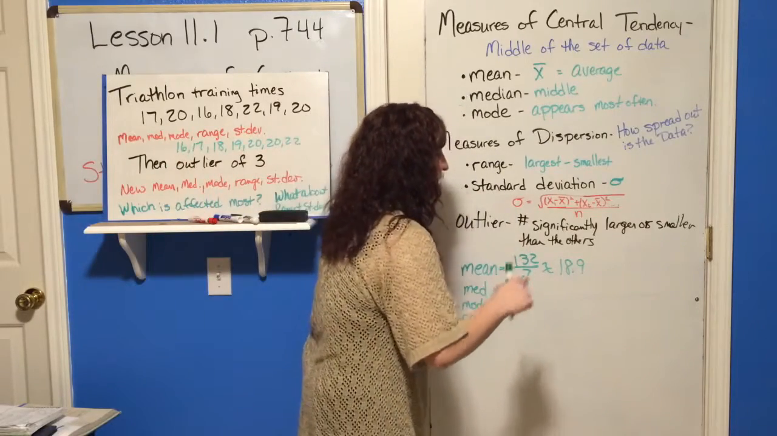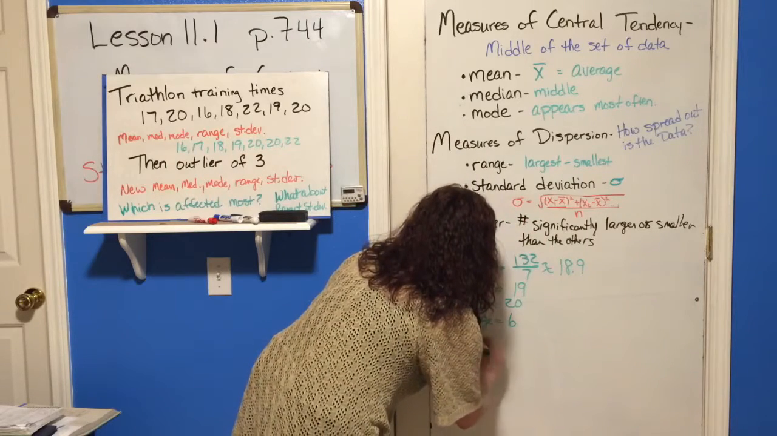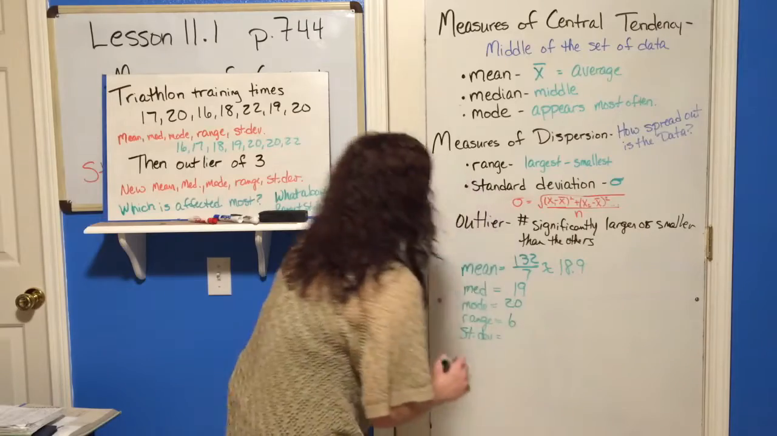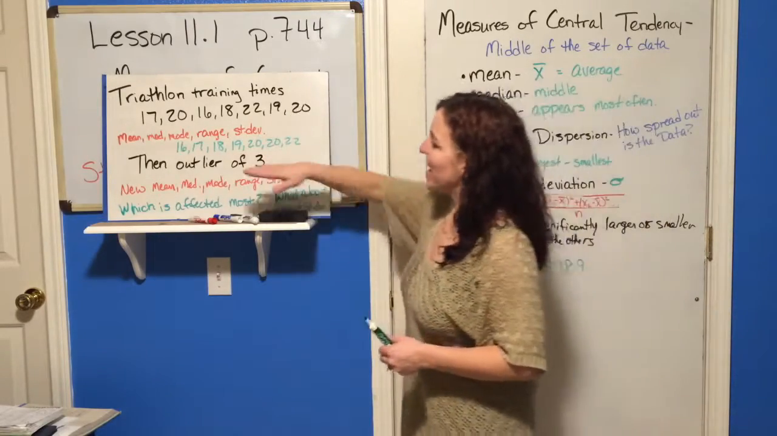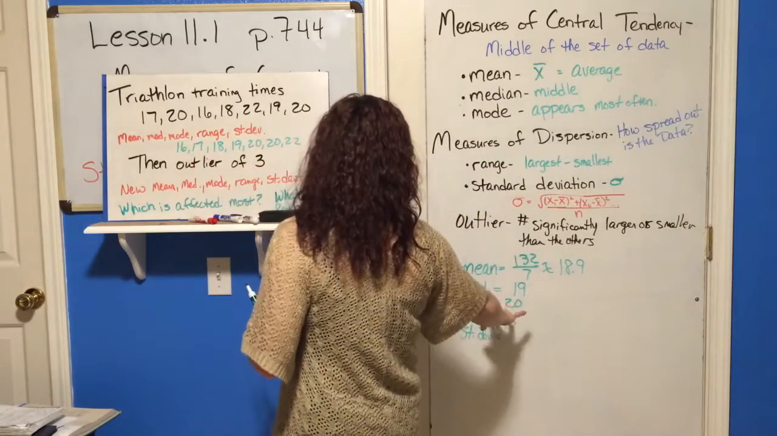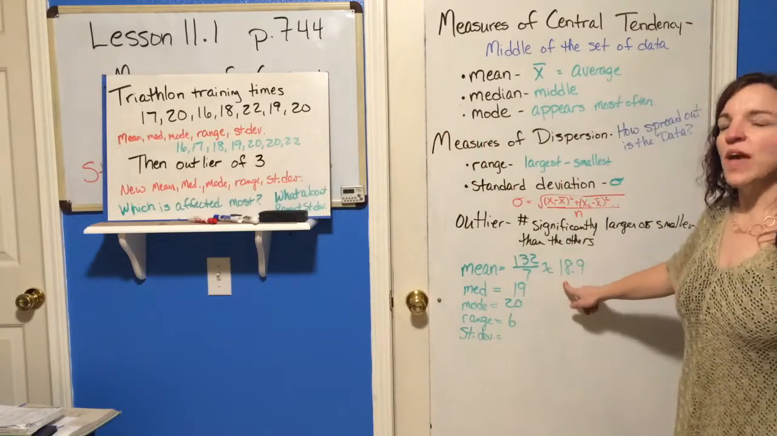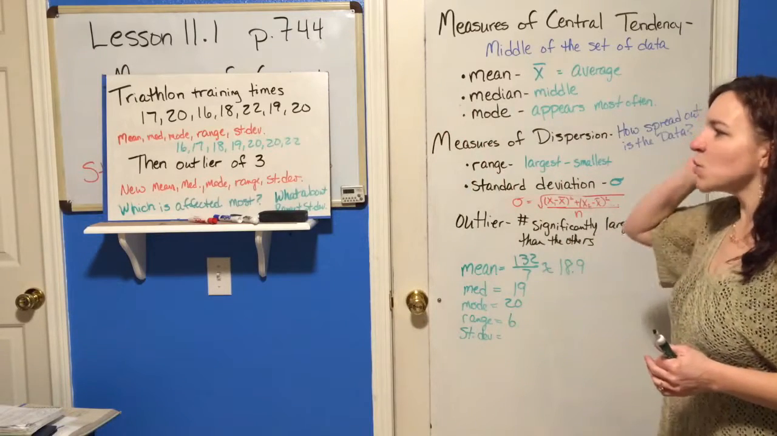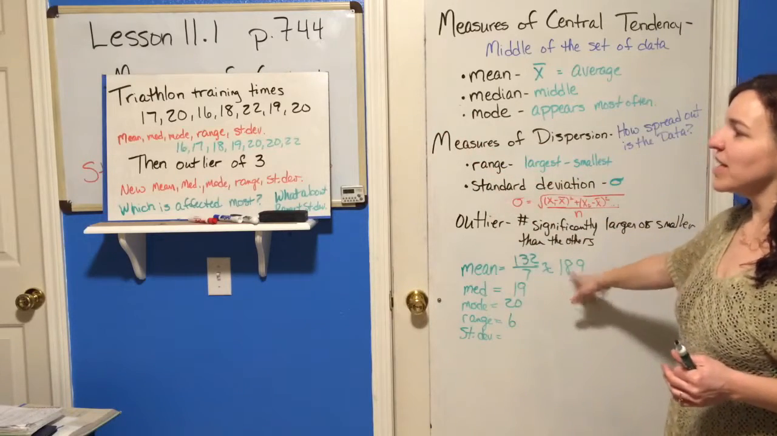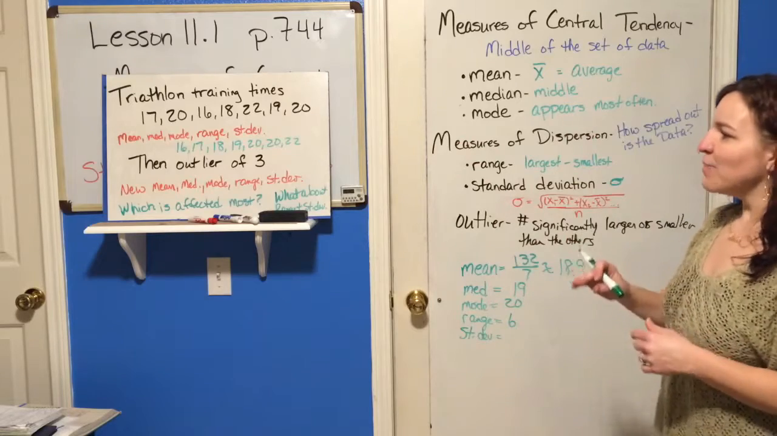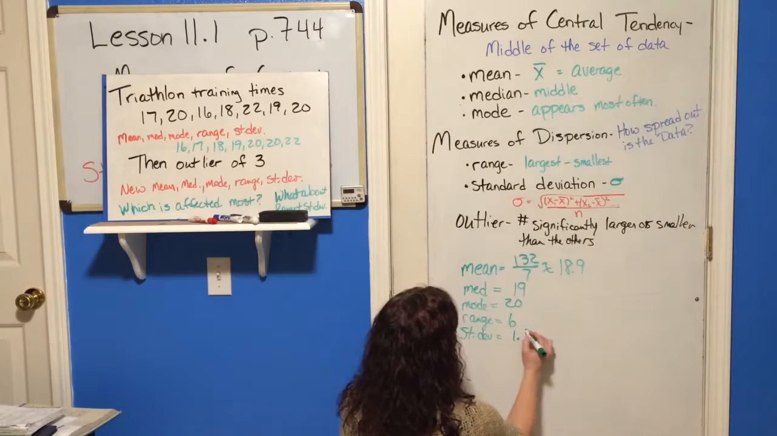22 minus 16 is 6. And the standard deviation is trickier. Remember, you're going to take 16 minus 18.9 and square it. So pause real quick and do that. 16 minus 18.9 squared, 17 minus 18.9 squared, 18 minus 18.9 squared. All of those, divide by 7, take the square root, and the standard deviation is 1.9.